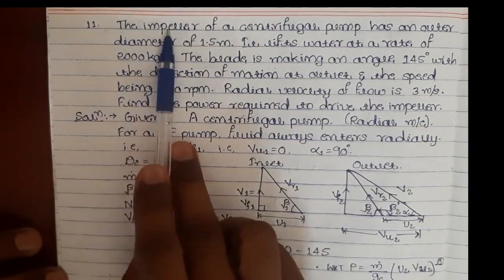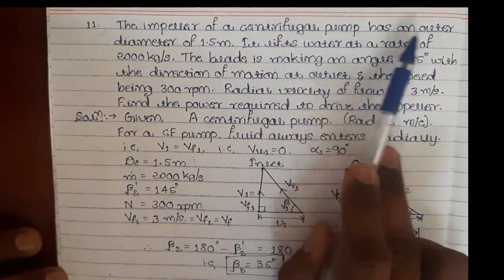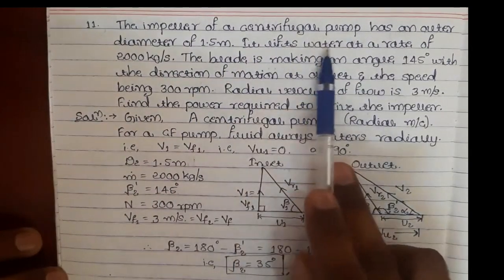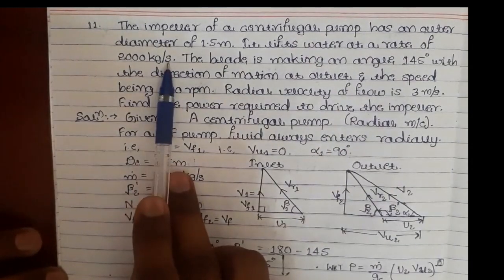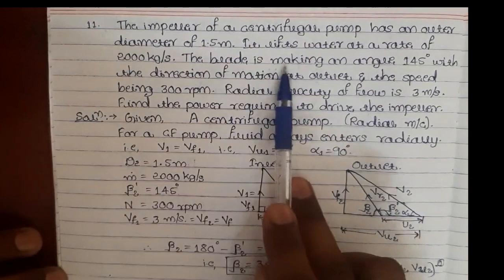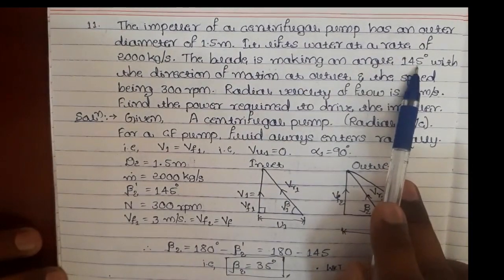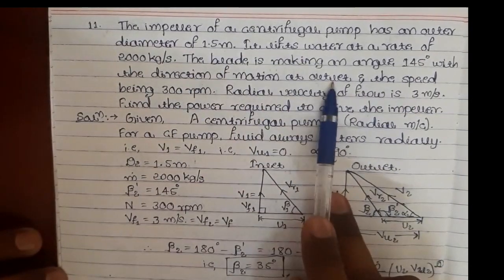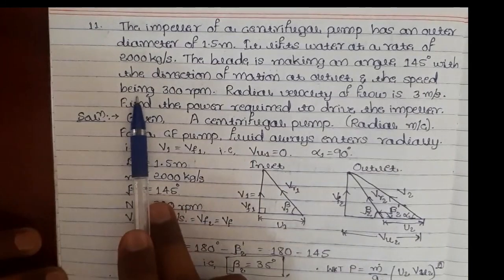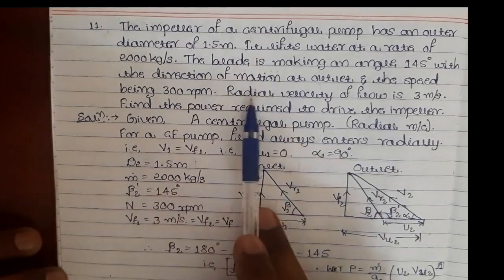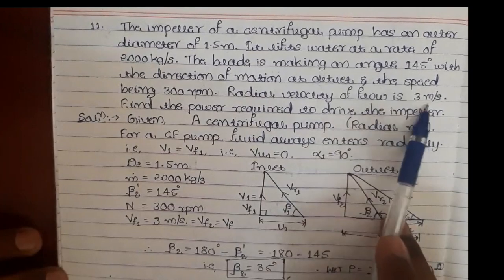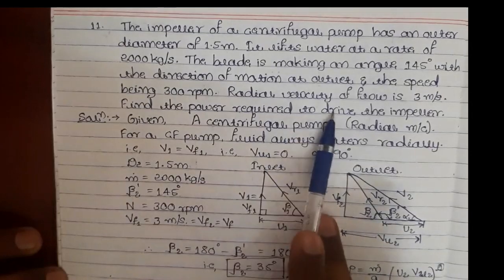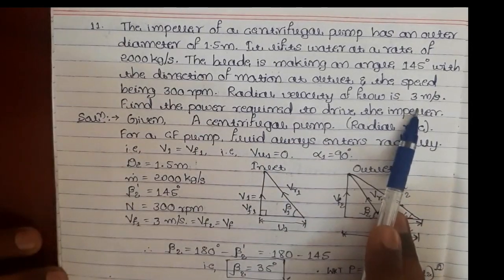It goes like: the impeller of a centrifugal pump has an outer diameter of 1.5 meter. It lifts water at a rate of 2000 kg per second. The blade is making an angle 145 degree with the direction of motion at outlet and the speed being 300 rpm. Radial velocity of flow is 3 meter per second. So find the power required to drive the impeller. This is the problem given.